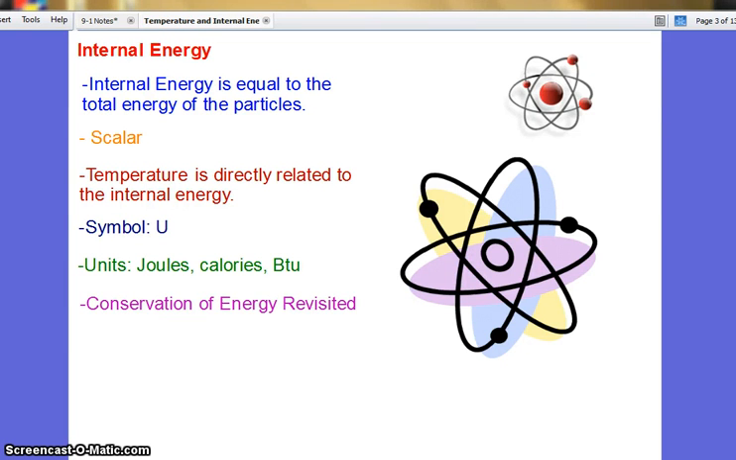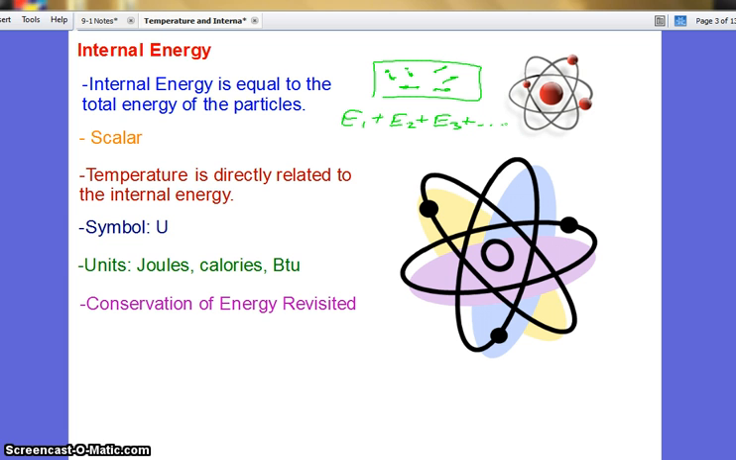Internal energy is equal to the total energy of all the particles in the system. So if we have an object like a book, per se, and we calculate all the energy of those particles, because those particles are in motion, and we add them all up, so we take the energy of each single particle and add them all up, this is equal then to the internal energy of that object.